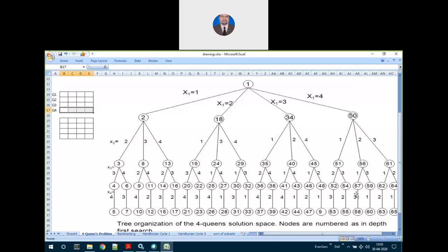I think we have taken which one? 57 and 58. Yes. If it is 57 and 58, and this edge is for what? 3. 3 indicates the third column. So fourth row and third column over here. This will be the value of the other position of the queen. Okay. Now let us try to draw or trace this particular tree over here.